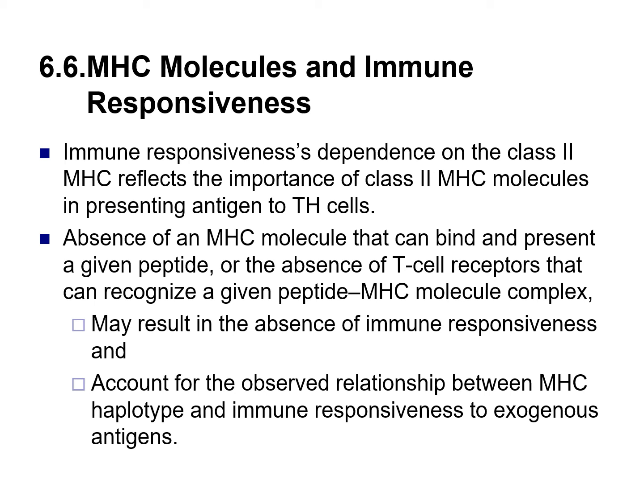The responsiveness of this molecule, class 2 molecule, reflects the importance of these two T helper cells. Imagine if the molecules will not present itself, so therefore the TH cells will not be able to recognize these antigens. Okay, so that's how it is. And then it may result in the absence of immune responsiveness, as I said, and it may account for a relationship between the MHC haplotype and immune responsiveness to exogenous antigens.